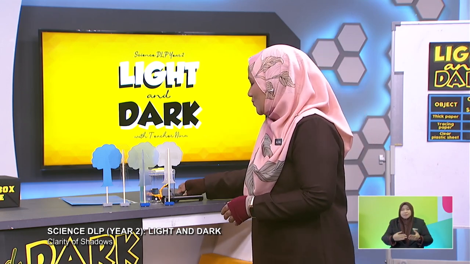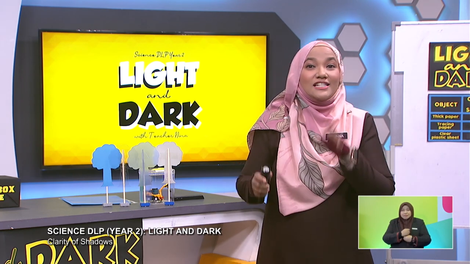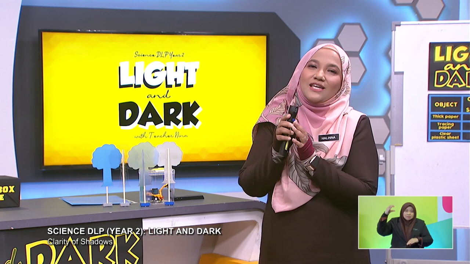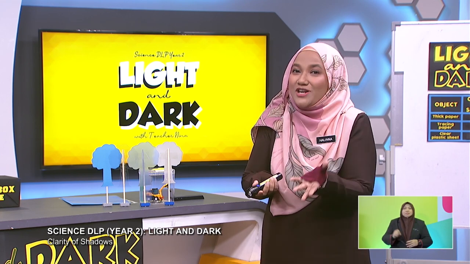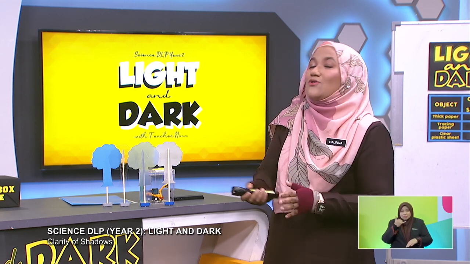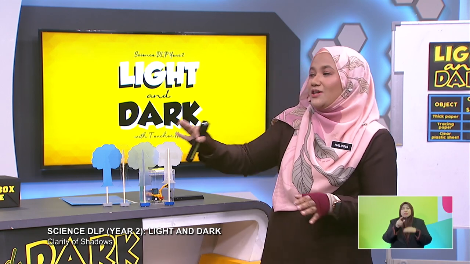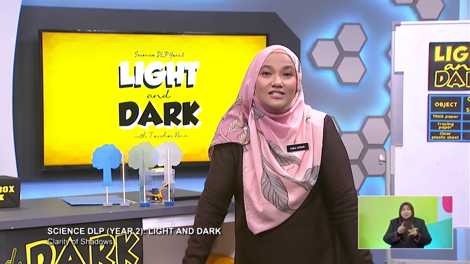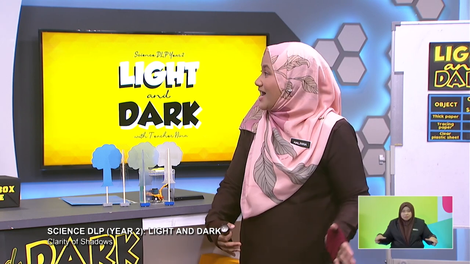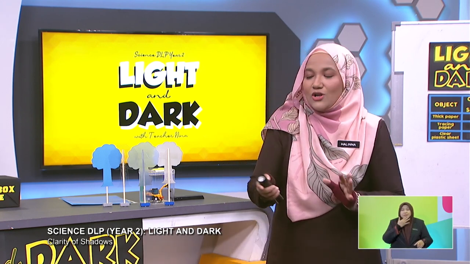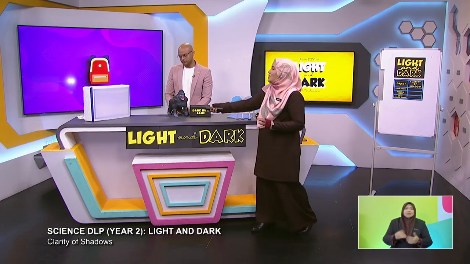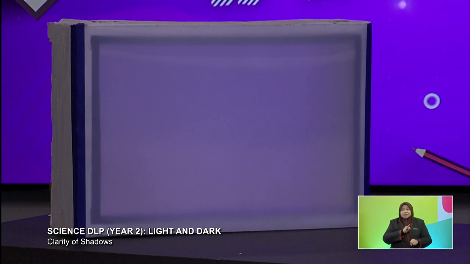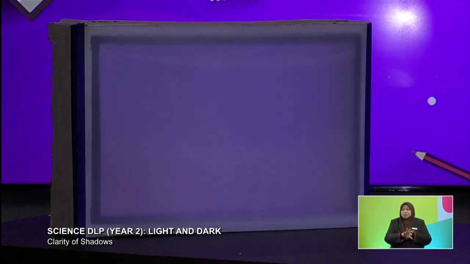For this, we need to do an activity, and for that, we need a source of light. The easiest one would be a torchlight, or you can use the torch in your phone. And also, we need a screen. You can make your own screen, or you can use the wall, or even your floor as a screen. It must be brightly colored. So, look at the screen right now. I am pointing the torchlight to the screen, and there's nothing there, just the light.